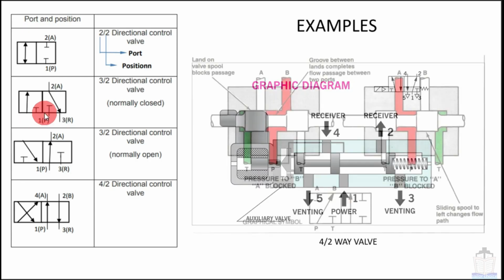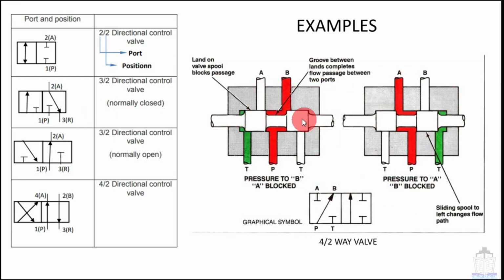Next example: this picture shows a valve related to hydraulics, because here the T symbol is used. T symbol means tank, meaning hydraulic tank. So it is not being used for pneumatic purposes. But here we will see something else, the lands on a valve spool block passages. This land basically blocks the passage between two ports, and the groove between two lands allows the air or oil to flow between two ports.